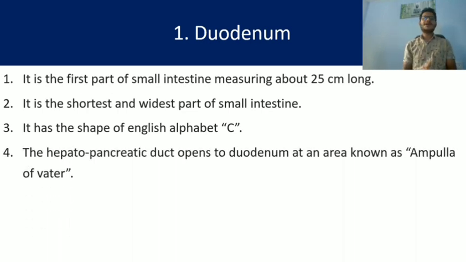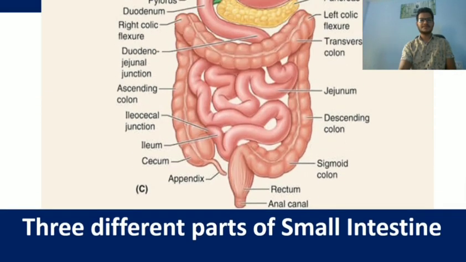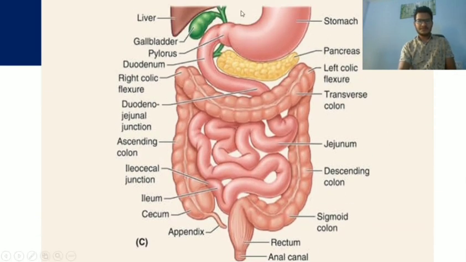Next, the hepatopancreatic duct opens to the duodenum at an area known as the ampulla of Vater. I will show you this one. In this diagram, you can see this is your liver, this is the gallbladder, and this is the common bile duct that comes from the liver and gallbladder. From the gallbladder, the cystic duct, and from the liver, the right and left hepatic ducts.